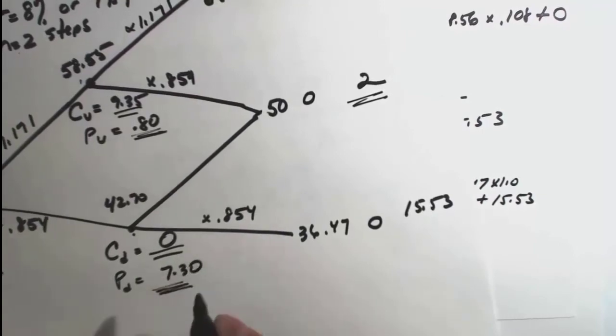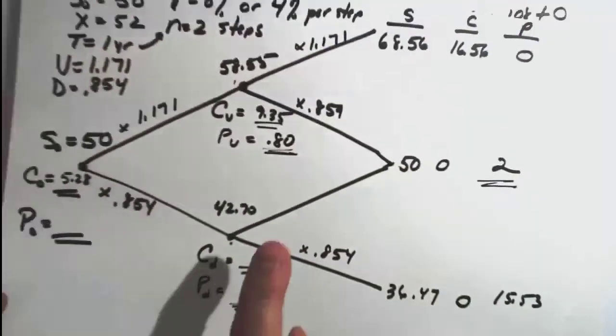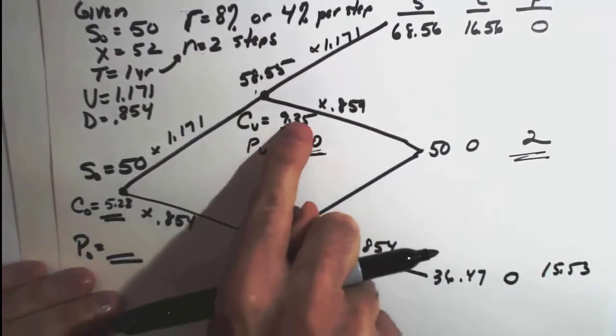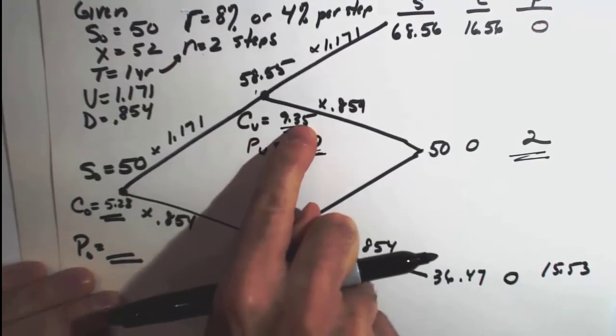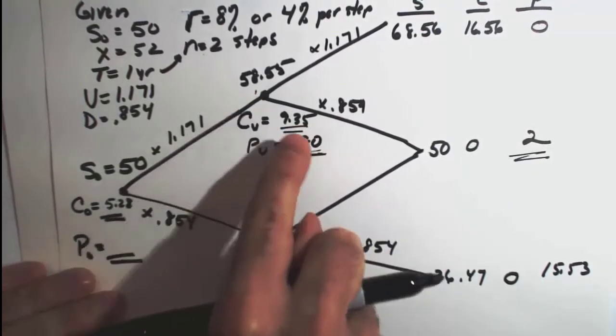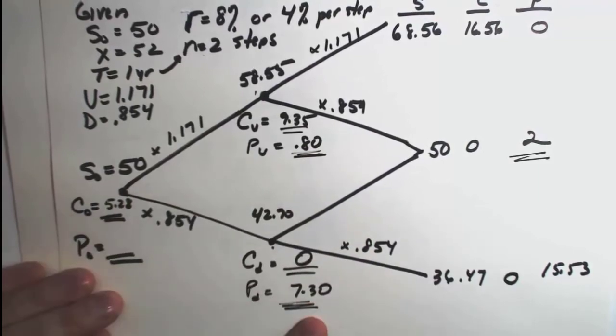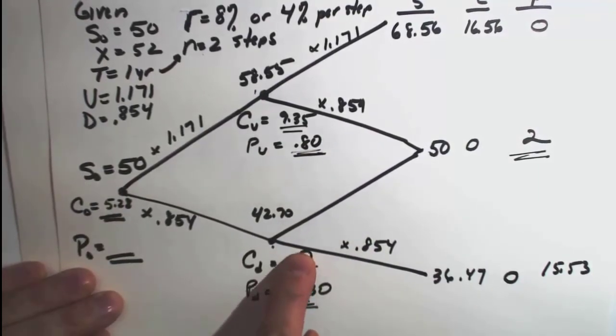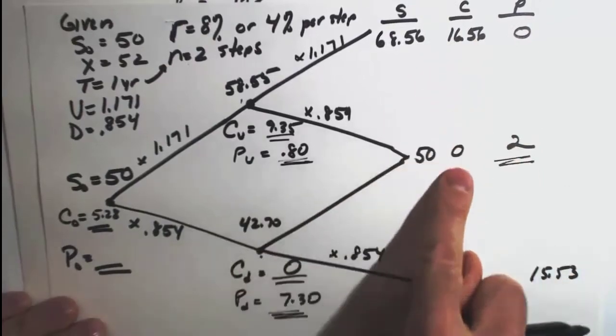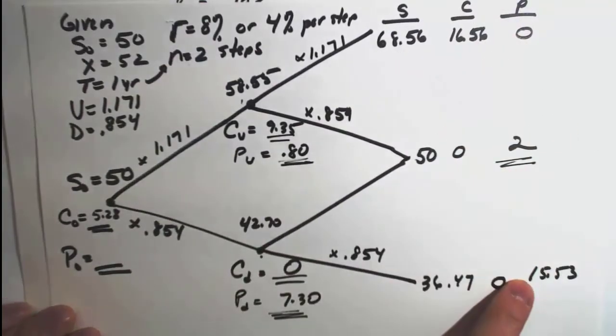$7.30 is what that put is worth. Now notice the call makes sense here. If you compare, the call is worth more than the put when the stock goes up, and when the stock goes down, the put is worth more than the call. You notice that. And you can also notice it on down this dimension.